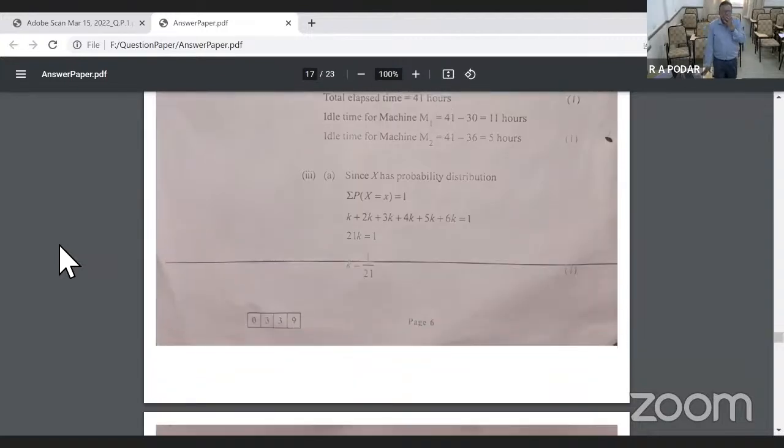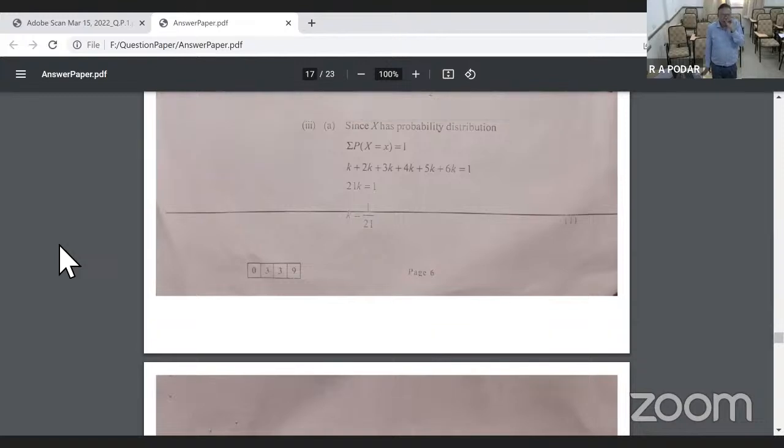See here. This is a probability distribution. The table is given, so add all values in the table to get the value of k. If you add all values, we get 21k is equal to 1, and dividing both sides by 21, you get k is equal to 1 upon 21. So this was the question asked.